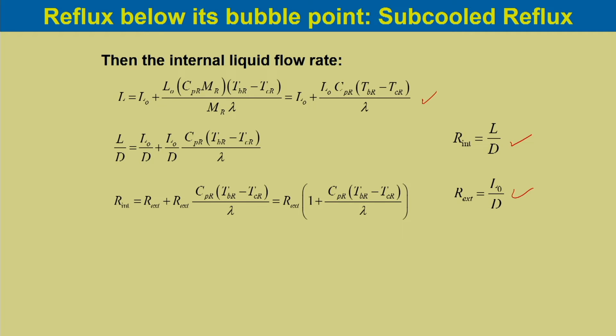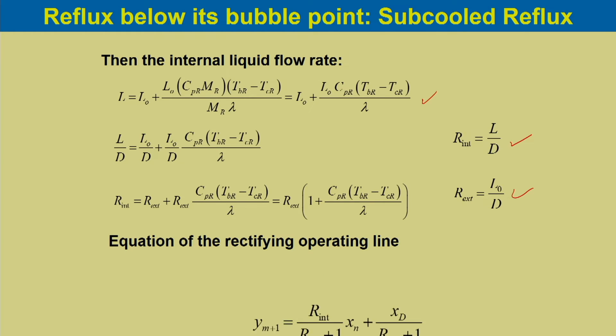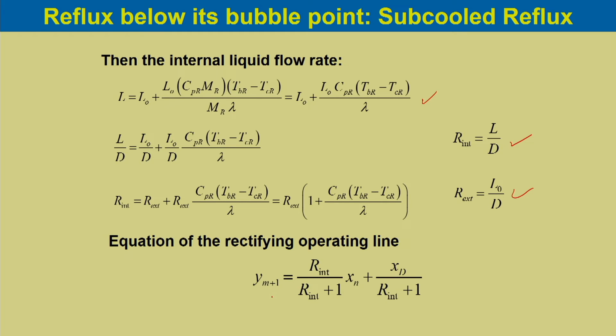So, if the specific heat, the bubble point temperature, the cold reflux temperature and the lambda are known, heat capacity and specific heat, these are known, then we can calculate the internal reflux ratio. So, the equation for the rectifying operating line will then change to R: y m plus 1 would be equal to R internal by R internal plus 1 into x n plus x d by R internal plus 1.